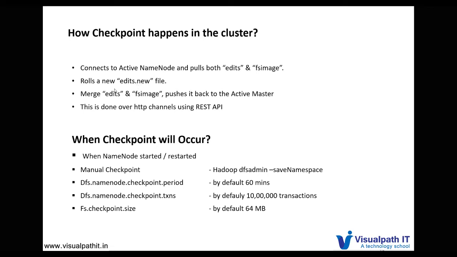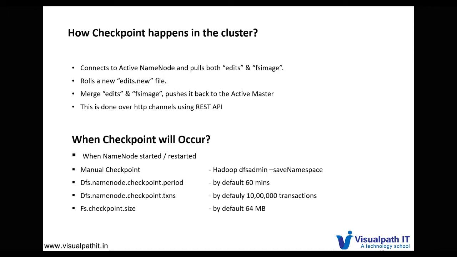It will roll edits.new file, merge edits and FS image. Merge FS image and push it back to the active master. This is done over an HTTP channel using REST API protocols. So that's the way the checkpointing is happening on the cluster, right?